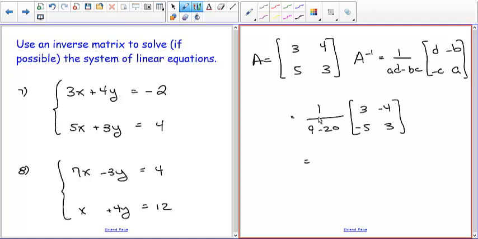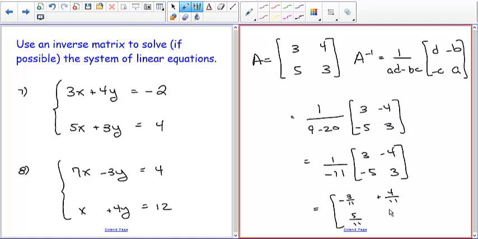And if you carry out the math here, you'll get 1 over negative 11. This is what's called a scalar. It's just a multiplier, and you handle that by multiplying each term by this fraction. So you end up with negative 3/11, plus 4/11, because negative times the negative. Then you've got negative 1/11 times negative 5, so that's positive 5/11, and then you get negative 3/11. So that's your inverse matrix.